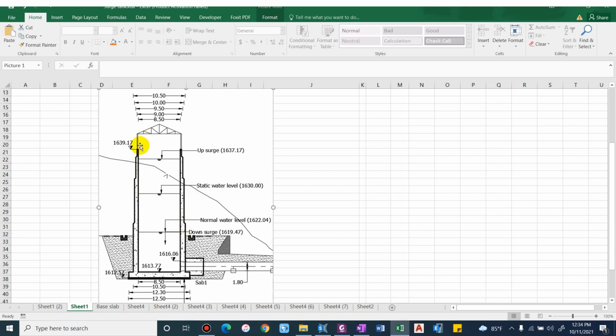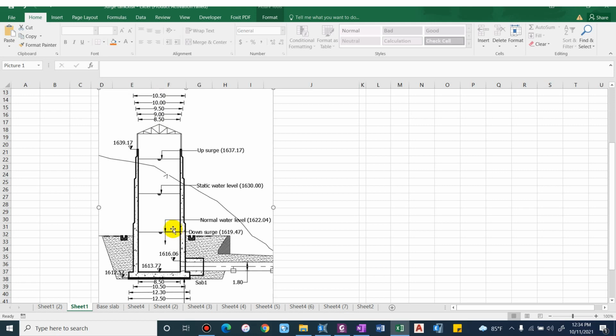As you can see here, the internal diameter of the structure is 8.5, that is the clear diameter, and these are the other diameters considering the wall thickness. At the top it is 9, and at the base, considering the wall thickness as 1 meter, it comes as 10.5. So 1 meter for this wall and 1 meter for this wall, then 8.5 plus 1 plus 1 is 10.50. For now the initial sizing is 1 meter, so we'll check whether it is required or not.